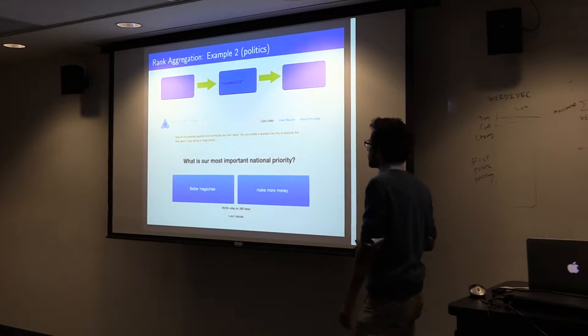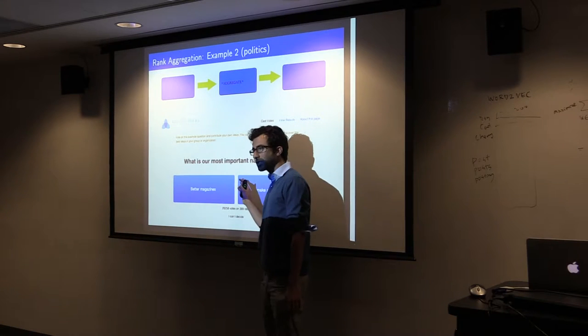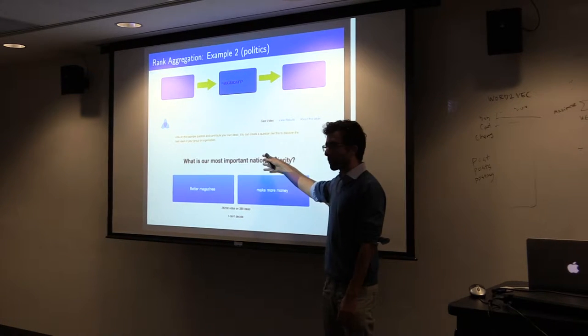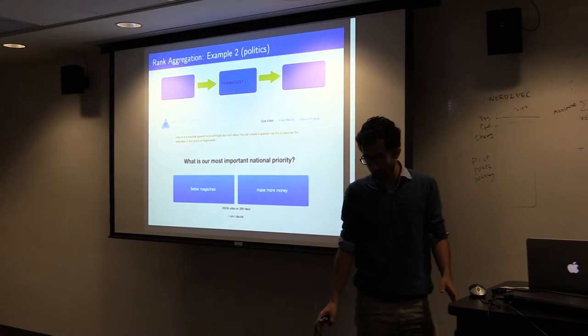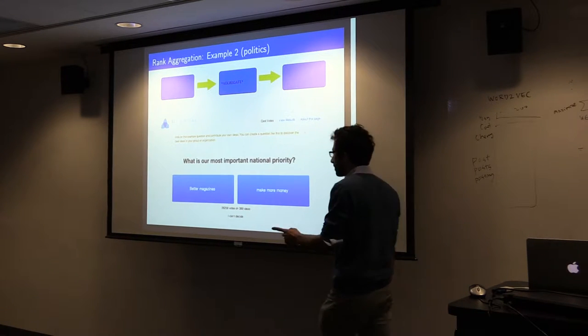In another context, what we had were lists of questions that a website would ask, like on the Washington Post. So what is our nation's most important national priority? And then users can pick which one.